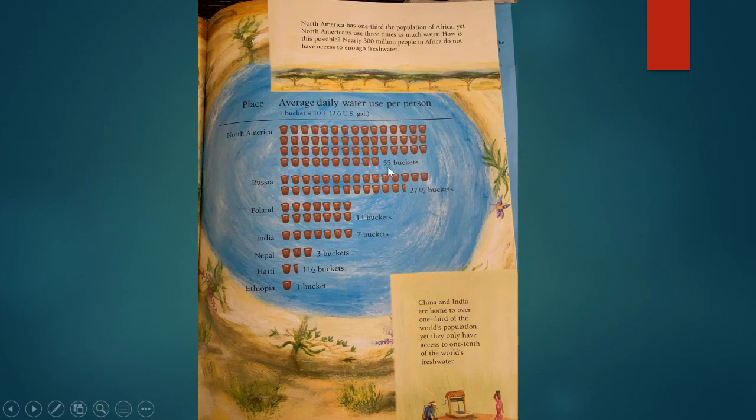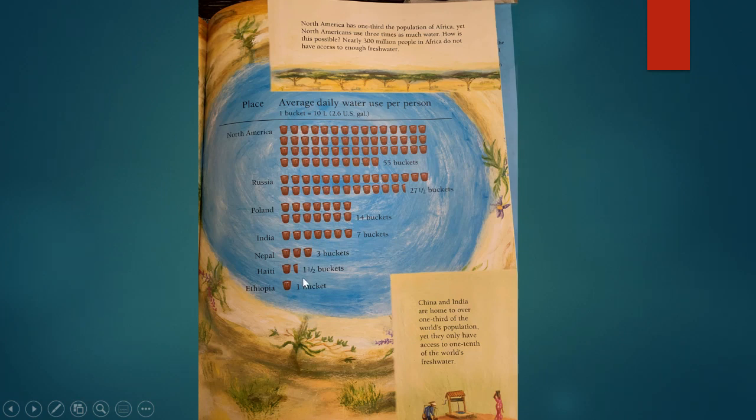Each bucket here tells you the place, so the place is on this side, and here it tells you the average daily water use per person. 1 bucket equals 10 liters. So North America has 55 buckets. You would multiply 55 times 10 to find out how many liters we use. Russia has 27.5 buckets. Poland has 14 buckets. India has 7 buckets. Nepal has 3 buckets. Haiti has 1.5 buckets. And Ethiopia has 1 bucket.